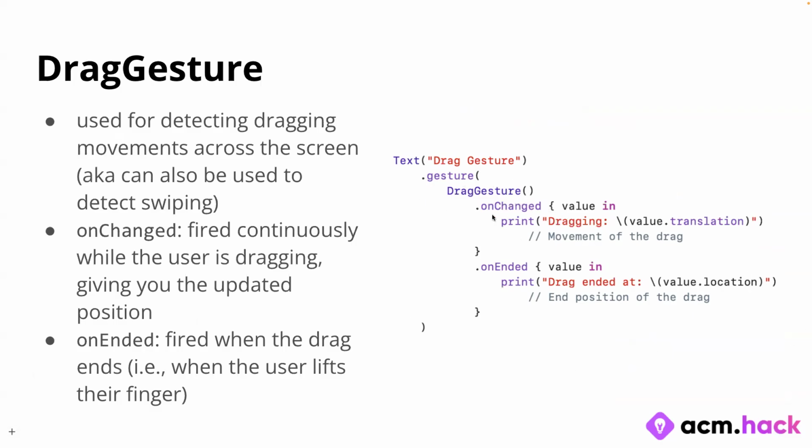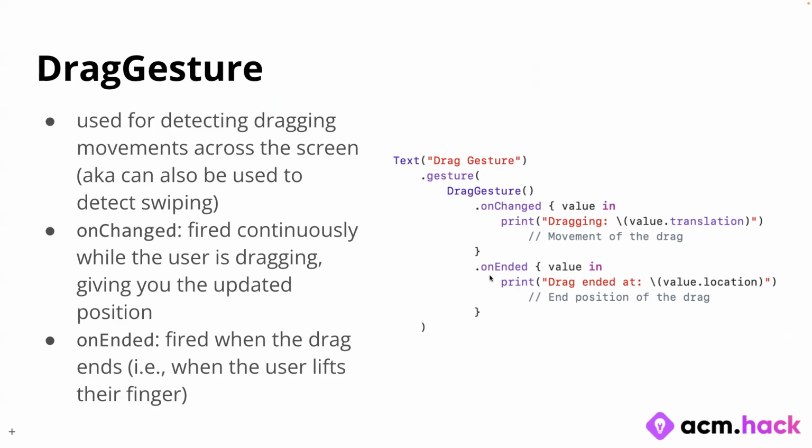And we have onChanged. What onChanged does is that SwiftUI will fire it continuously while the user is dragging, giving you the updated position. So imagine if you're printing "dragging": every time you drag it, it'll update with the translation, which I'll talk about more later.